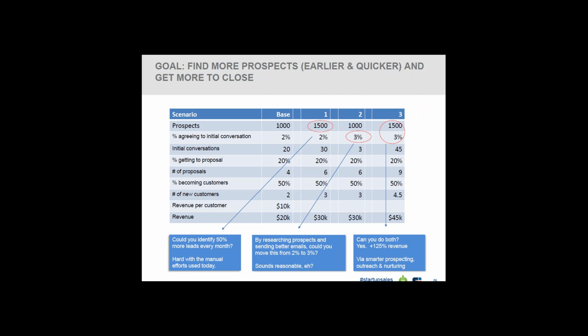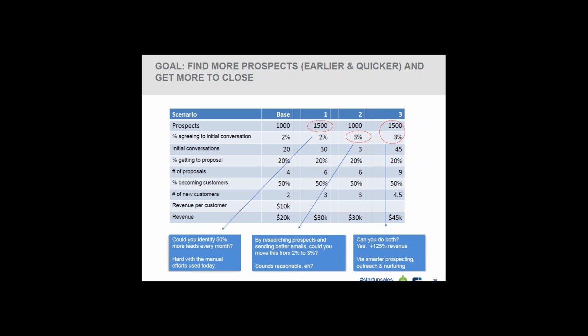I won't go into all the math here, but very crudely, let's take a base case. Let's say this is where you are today. You have 1,000 prospects, 2% agree to an initial conversation. Of those 20 conversations, 20% get to proposal, 50% of those proposals turn into a client, and as a result, you get 20K of business, assuming a revenue per customer of 10K. So the question is, how do you get that to 30K?